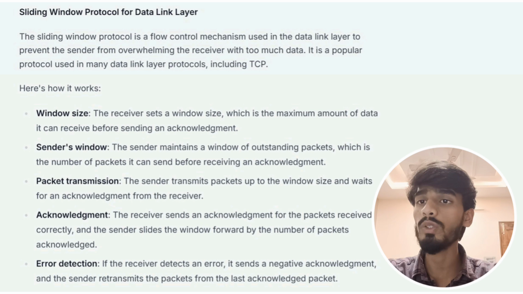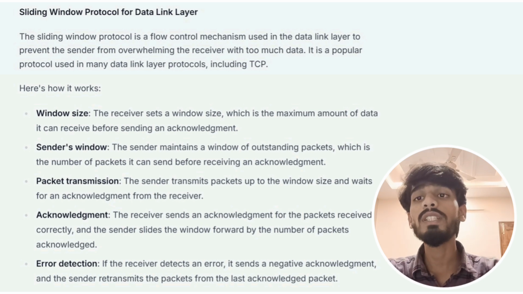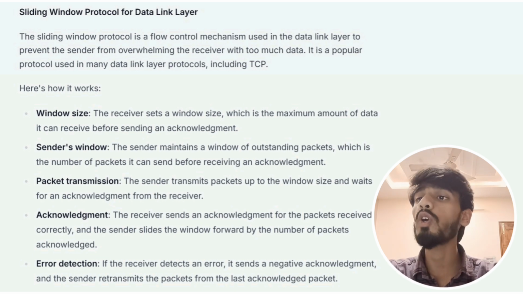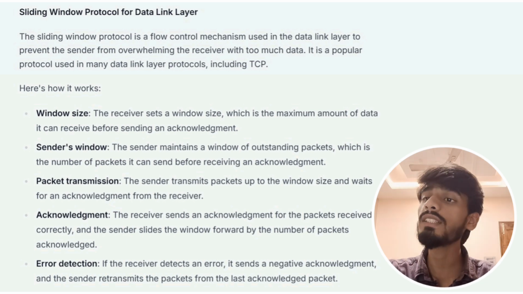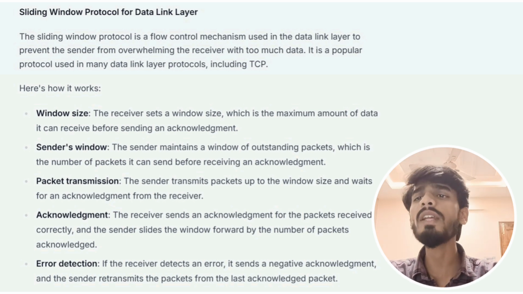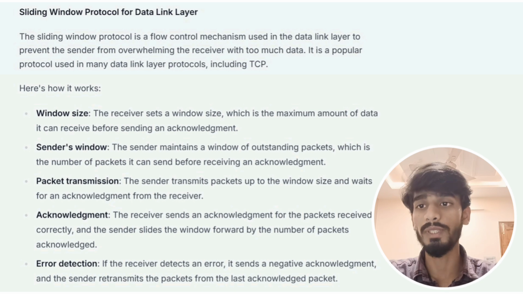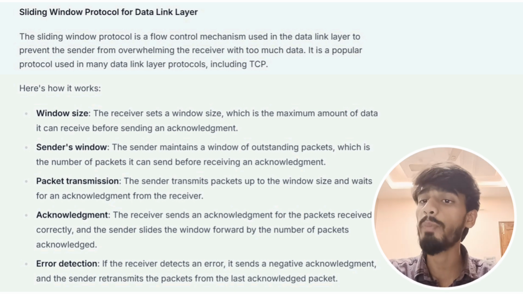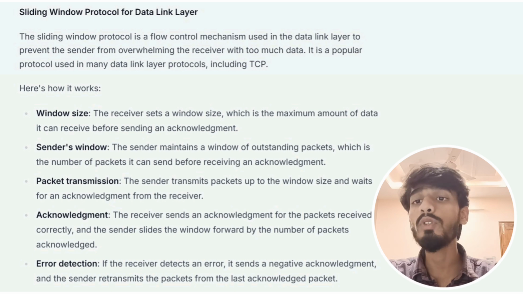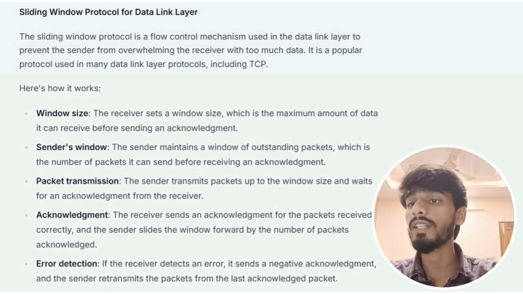The receiver sets a window size, which is the maximum amount of data it can receive before sending an acknowledgement. Next is sender's window. The sender maintains a window of outstanding packets, which is the number of packets it can send before receiving an acknowledgement. Next is packet transmission.